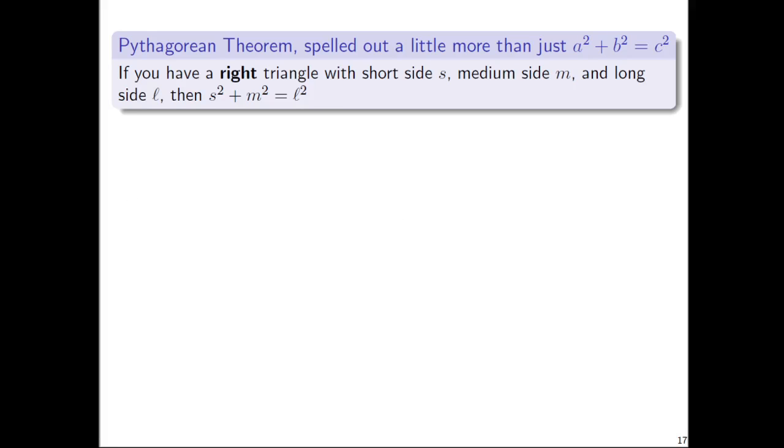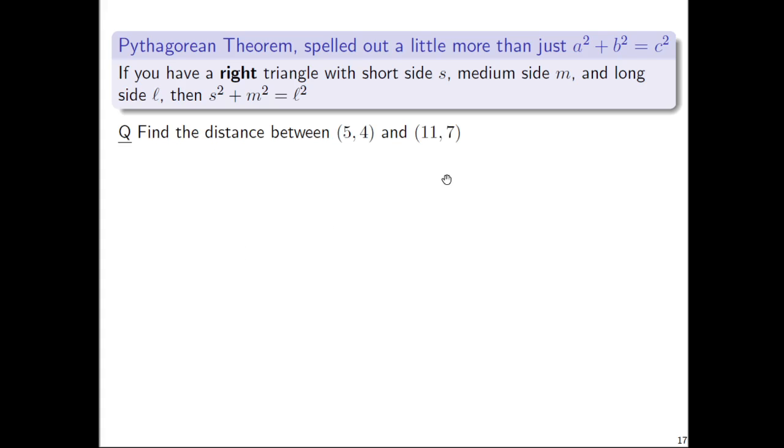Let's review the Pythagorean theorem, which you may recall is often just said a squared plus b squared equals c squared, but really there's a little more detail involved in it. The Pythagorean theorem only applies if you have a right triangle, and we'll call the short side s, the medium side m, and the long side l. And in that case, you'll have s squared plus m squared equals l squared.